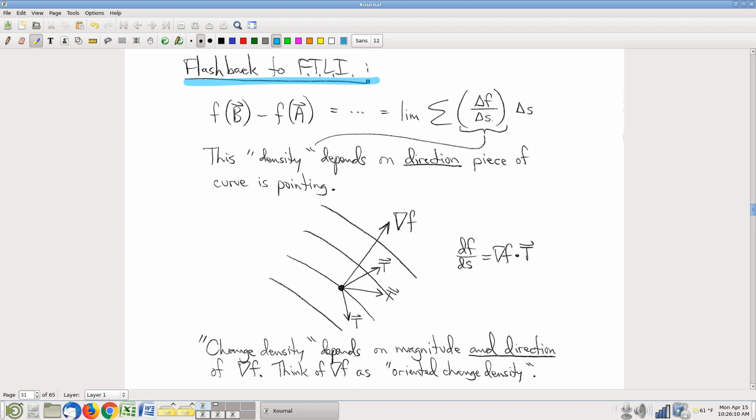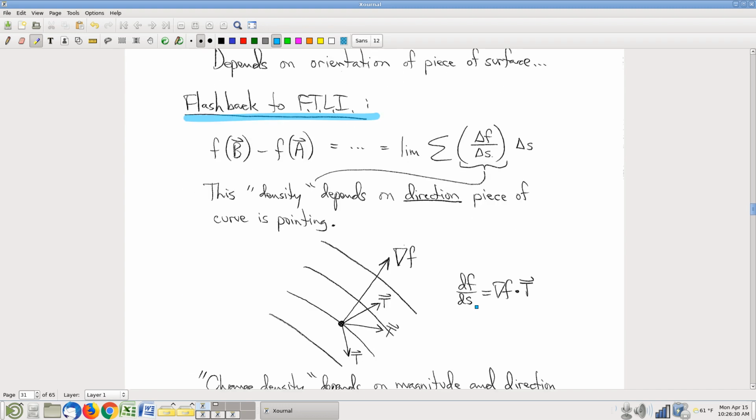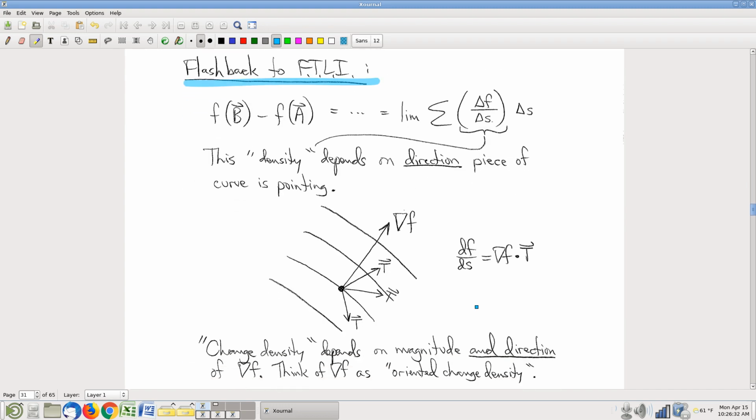I want to go back to the fundamental theorem of line integrals and flesh out a little bit more what I mean by the density being an oriented density, because ultimately that's the problem that's going to happen here. This thing here is related to an oriented density, and you have to think of it in a different way. So here we go. Let's start off with the much more relatable fundamental theorem of line integrals.